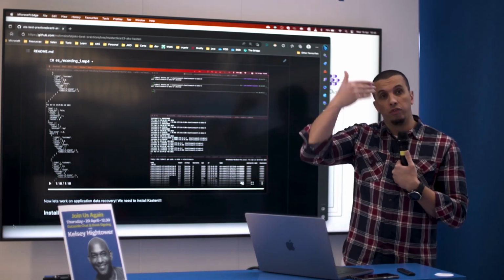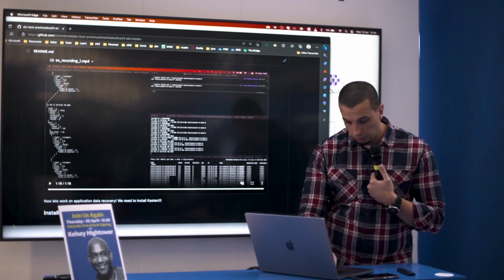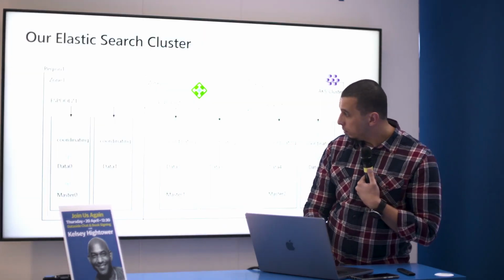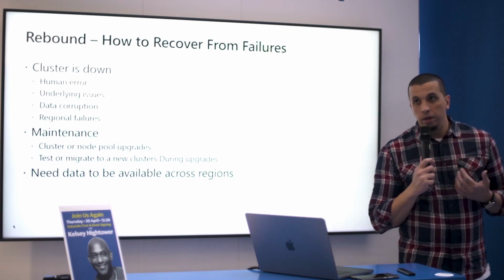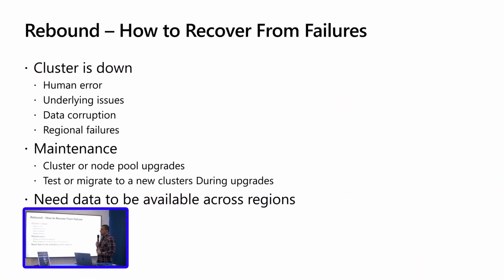Now we need to think of rebound. And rebound in general is, OK, we built all that robustness, but still things could happen, right? Like there are human errors that we need to protect from, right? Somebody went and deleted the whole cluster. There are underlying issues that could happen, like from the compute side, from AKS. There could be data corruption, regional failures, and so on, right?